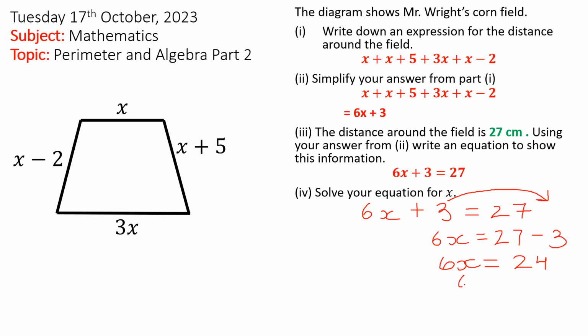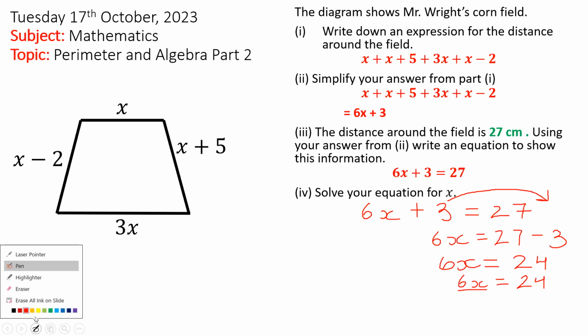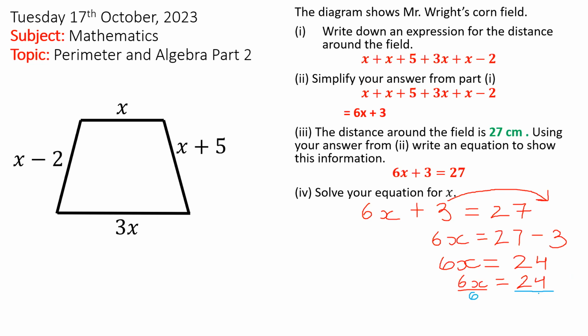Divide both sides by 6. So 6x is equal to 24. Well, we divide both sides by 6. Let me put the 6 here. So we divide both sides by 6. It's going to be all over 6. So we cancel and we cancel.